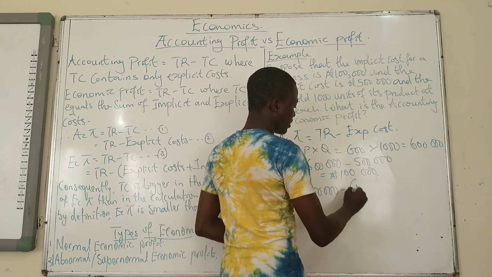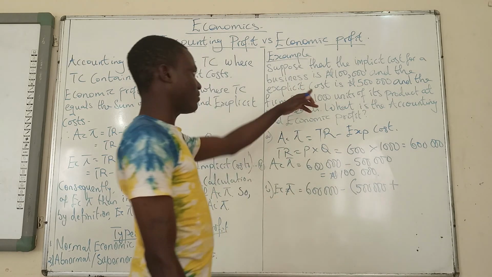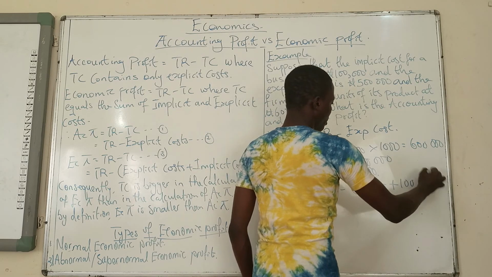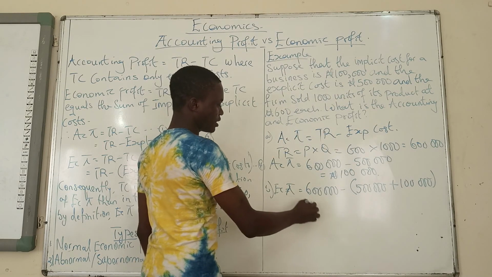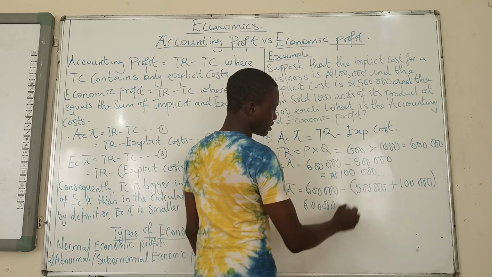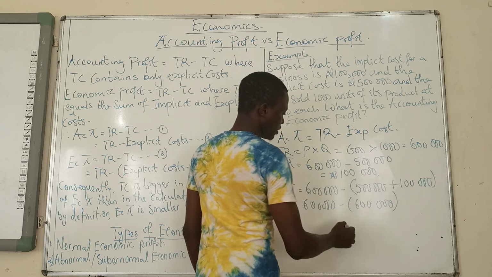We already have that, 500,000 naira, plus what's our implicit cost? We have that from the question, 100,000 naira. Okay, so we then have 600,000 minus 500,000 plus 100,000, which is 600,000 itself, 600,000. So we then have 0.